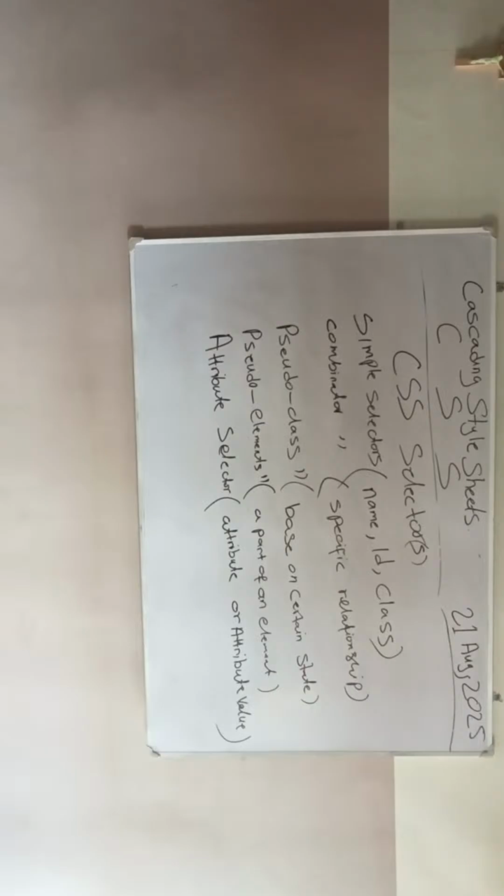So when you want to align, select the element where align is equal to center, and color it. Or the element where align is equal to left, and color it. So you can select based on the attribute or the attribute value.